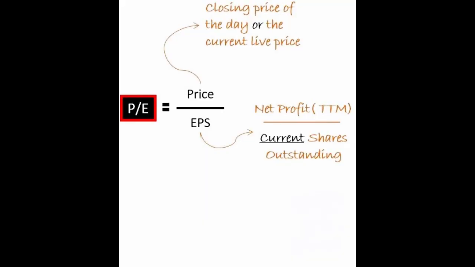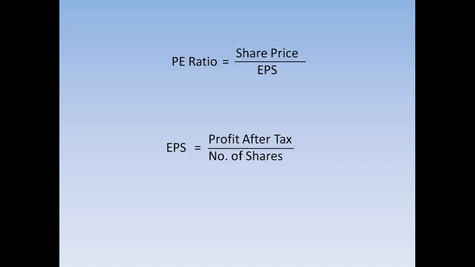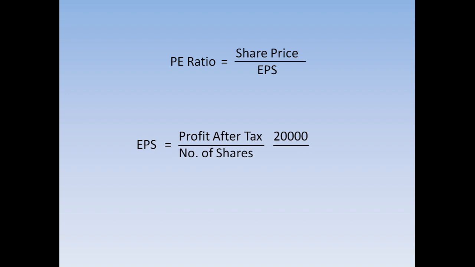For P/E ratio calculation, EPS, that is earnings per share, is something we have to calculate first. So the EPS is calculated by profit, which is the profit after tax, divided by the number of outstanding shares of the company. Take some simple values. For example, let's take profit after tax of a company is 20,000 and number of shares outstanding is 2,000. So the EPS is 10.